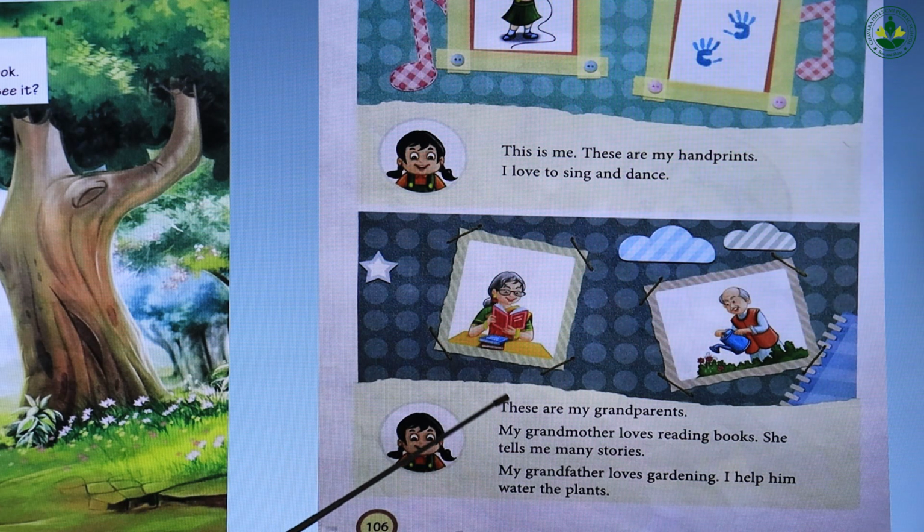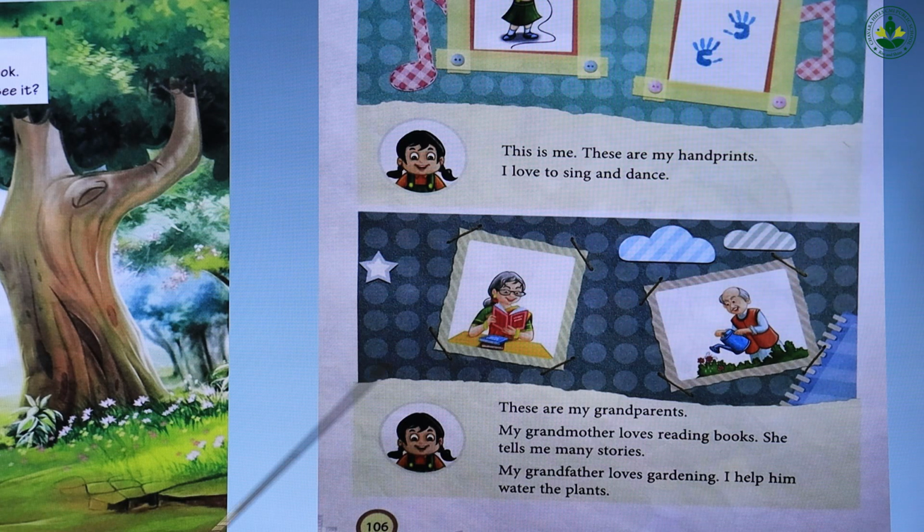Now, look at the next one. These are my grandparents. My grandmother loves reading books. She tells me many stories.